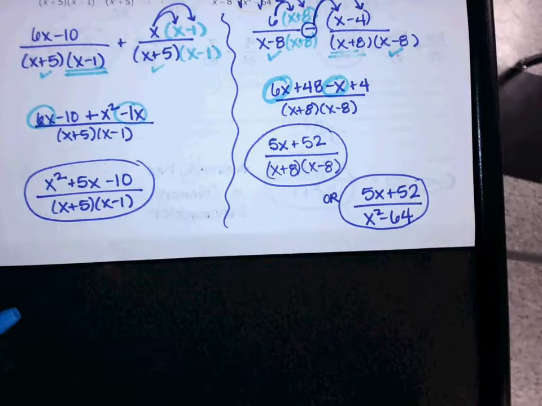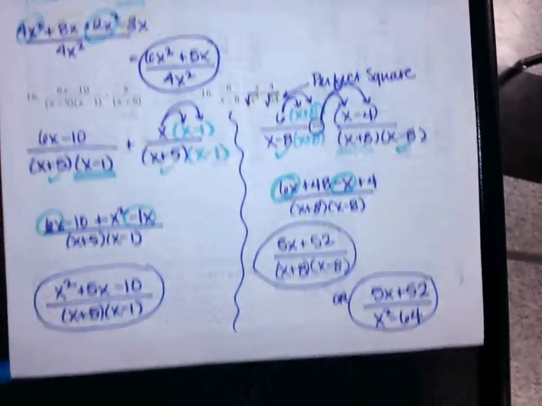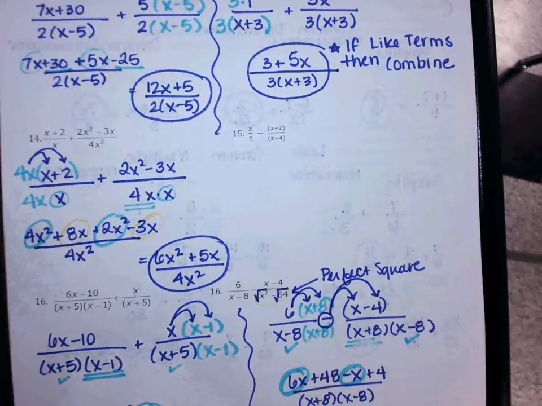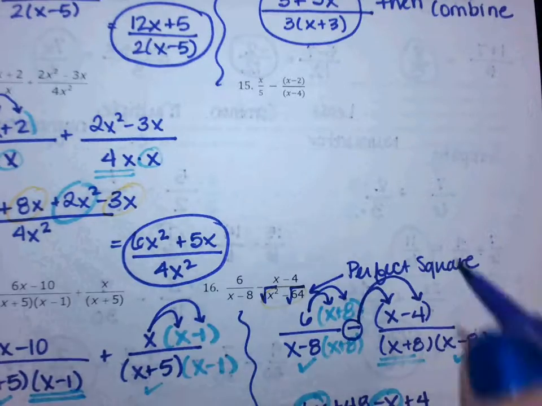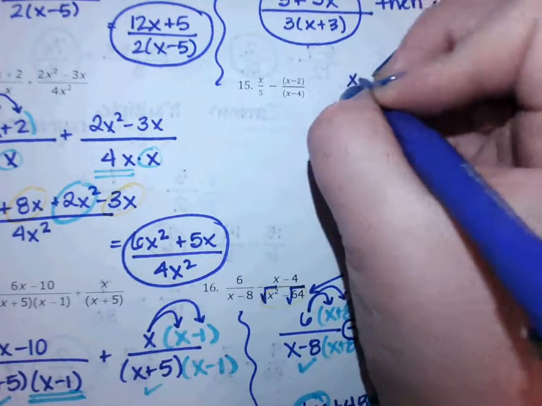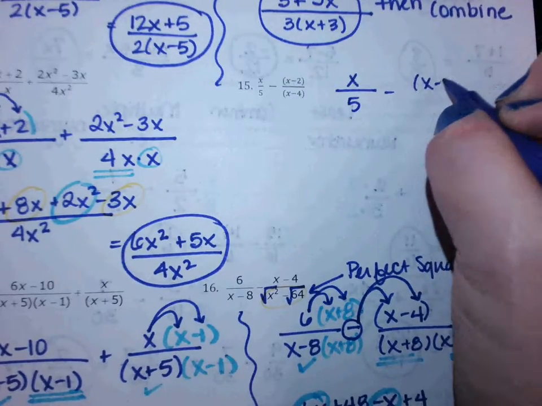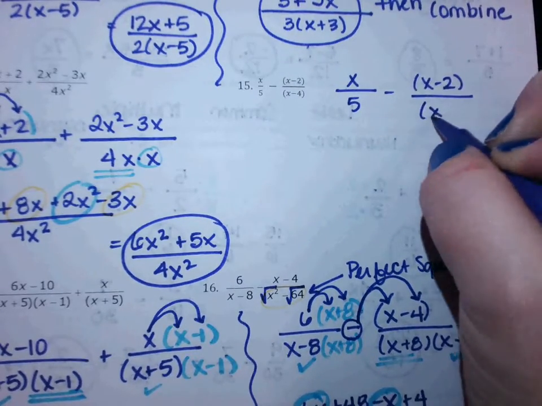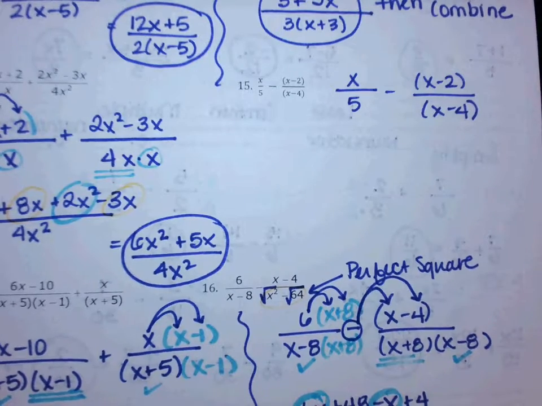Rewind back to number 15, please. The reason that we skipped number 15 so far is that, do they already have anything in common? No. On top, I have 5 on the first fraction and an x minus 4 on the second fraction. So the problem is that these do not have anything in common right now. But remember, I can fix it.